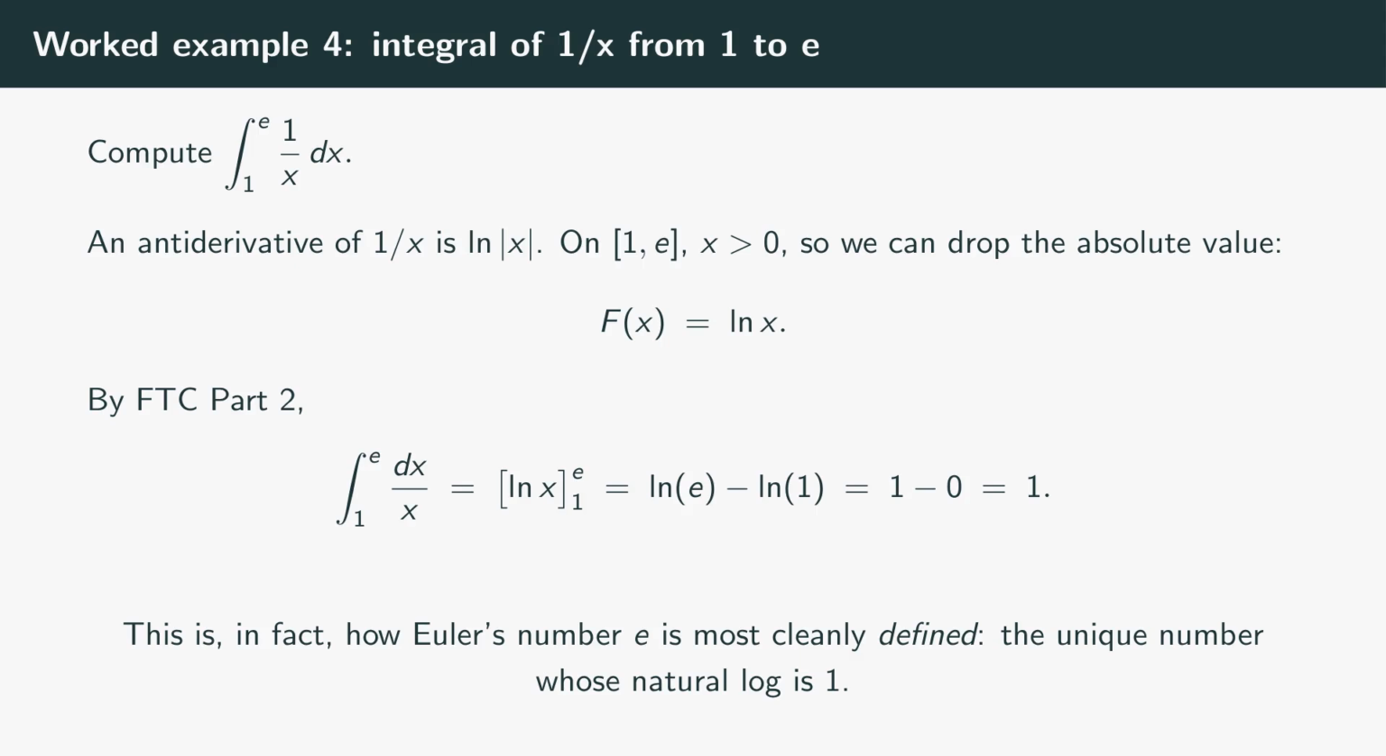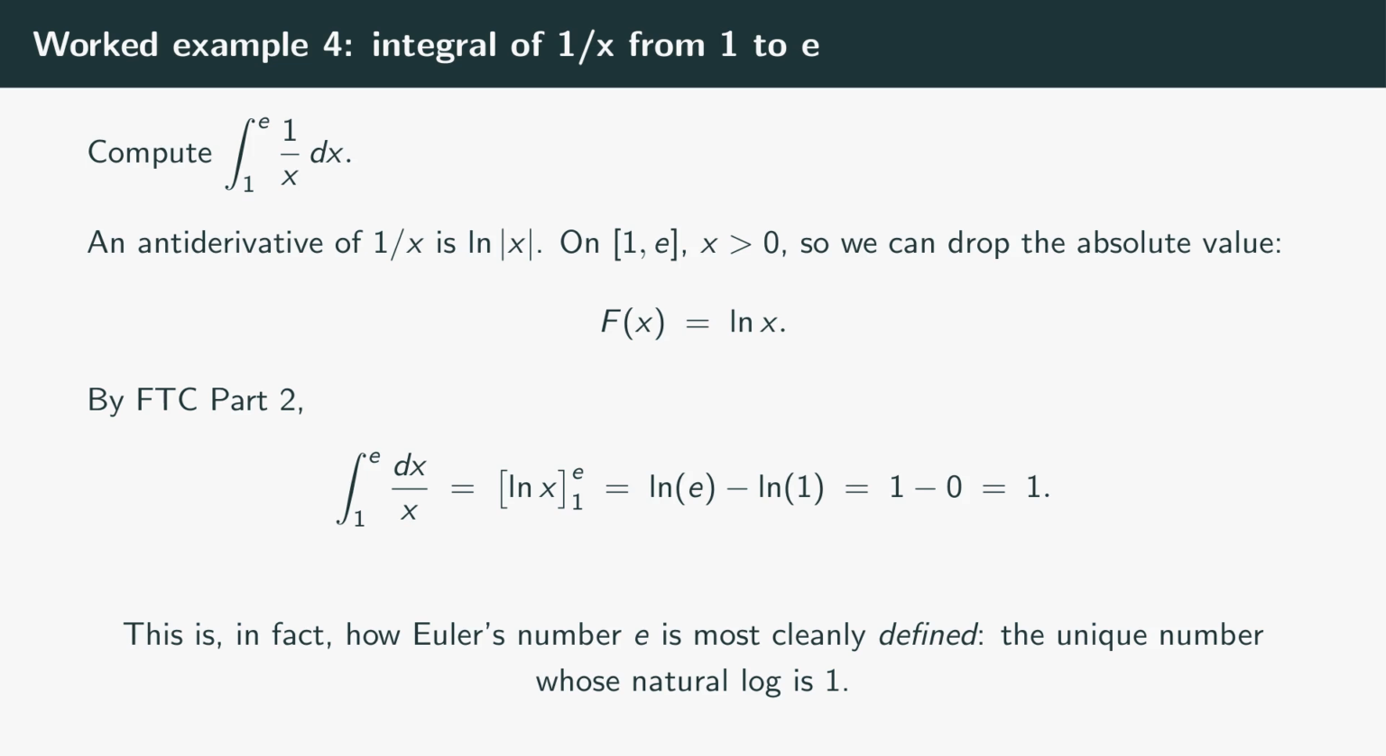Last example. Compute the integral from 1 to e of 1 over x dx. An antiderivative of 1 over x is the natural logarithm of the absolute value of x. On the interval from 1 to e, x is positive, so we don't need the absolute value, and our antiderivative is just log of x. So by part 2, the integral is log of e minus log of 1. Log of e is 1, by the definition of e. Log of 1 is 0, so the integral is 1.